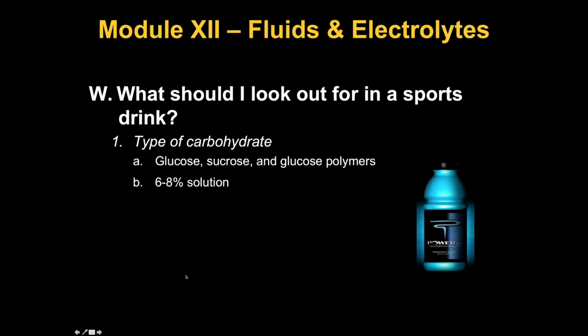What should I look out for in a sports drink? If I'm going to recommend one, what are the things to look for? Well, you want to look at the type of carbohydrate. Glucose, sucrose, and glucose polymers have become the standards. However, I did see some work recently that involved fructose, and it seems that if it was combined with glucose, it seemed okay to have in the sports beverage. But again, we need a little more work in that area to figure out whether we can consume fructose, generally speaking, for athletes. About a 6 to 8% carbohydrate solution is where these sports beverages tend to keep their carbohydrate content.